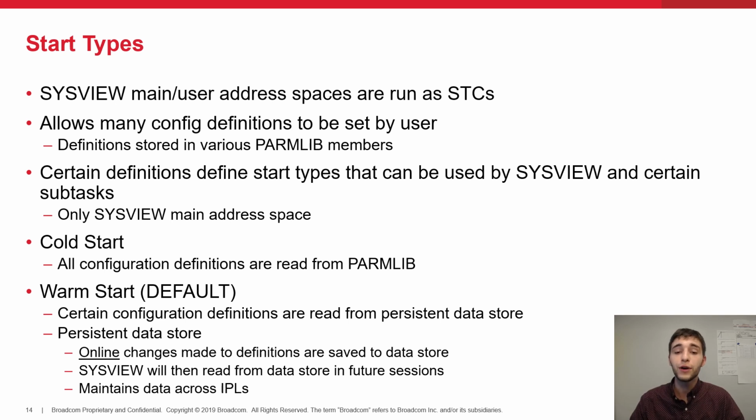It is important to note that when changes are saved to the persistent data store, they are also not written out to the library members that hold those definitions. However, this can be done manually. Because the changes are not written out to members automatically, it is important to only change the start type when you know what you're doing. For example, if you were using warm starts for a while with a lot of changed definitions residing in the persistent data store and then switched over to a cold start, the persistent data store would be overridden with whatever was read in from the cold start. This would probably mean a loss of data that was being used for the warm starts.